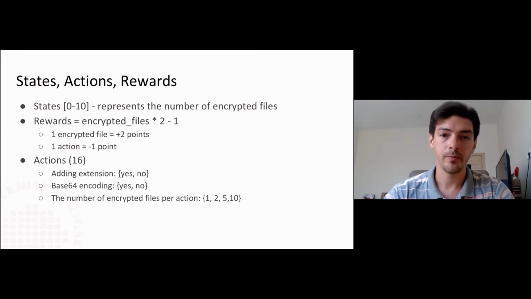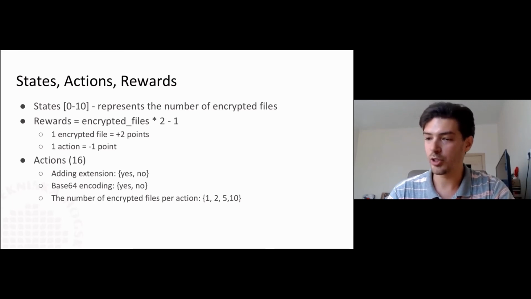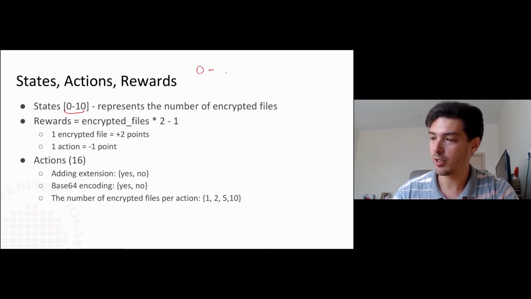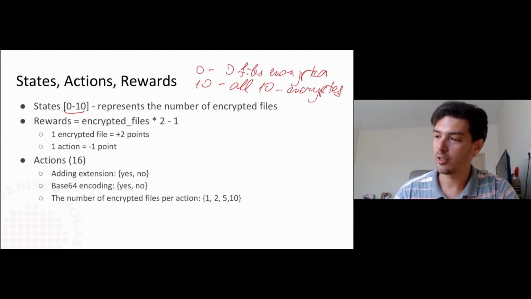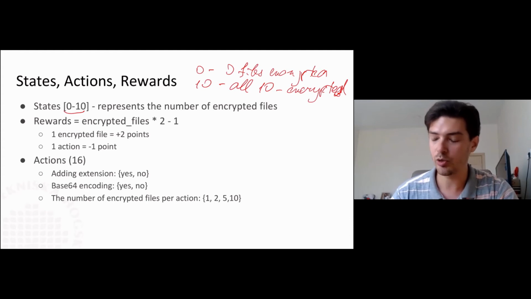Let's go further. And here we have some definition for what states are in our model, actions and rewards. So we have states from 0 to 10, which means 0 means 0 files encrypted, and 10 means all 10 files encrypted. So the goal of the ransomware simulator, or our agent, is to encrypt all files in the minimum number of steps.